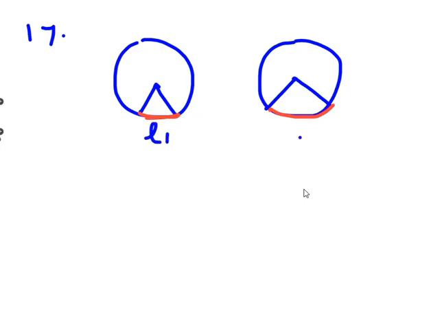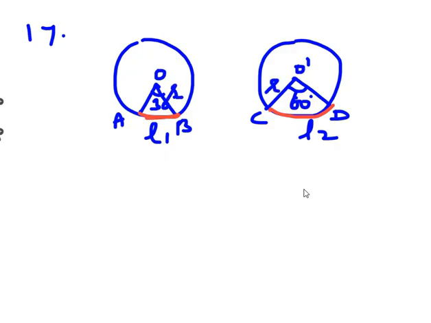L1, L2, 30 and 60. A, B, C. Okay, so the circle is the same actually. Same circle, so R is the same, it should be inside that only. Maybe I can modify it to 60 degrees. The outer one is 60. Okay. You need to find the ratio of the length of the arc.